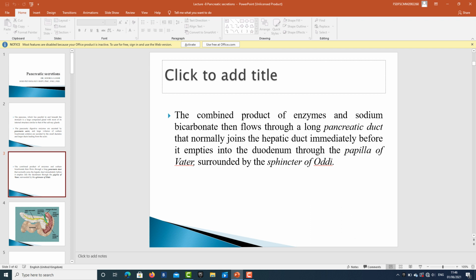The combined product of enzymes and sodium bicarbonate then flows through the long pancreatic duct, which normally joins with that of the hepatic duct immediately before it empties into the duodenum through the papilla of Vater, surrounded by the sphincter of Oddi.